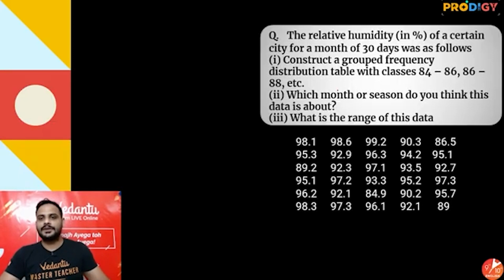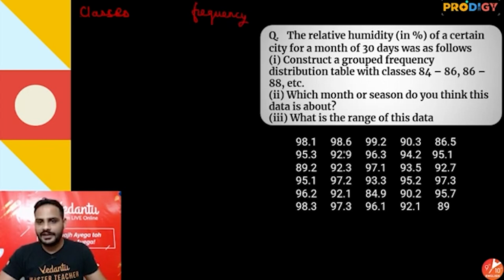Next question देखो, the relative humidity in percentage of a certain city for a month of 30 days was as follows. Construct a group frequency distribution table with classes 84 to 86 like that, है ना? Classes means group only, okay? And here I'll write frequency. So देखो बेटा, if I see the data, it is ranging from 84.9 and going up to 99.